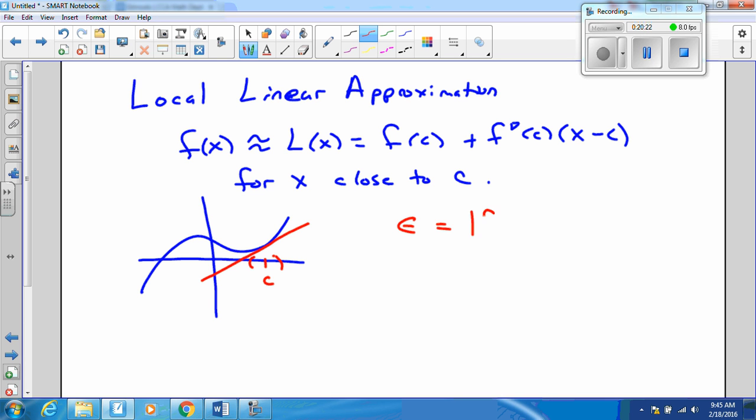And we even computed an error on that. We said the error was the absolute value of the difference between these two, and we were suitably impressed that the error was small when x was close to C.